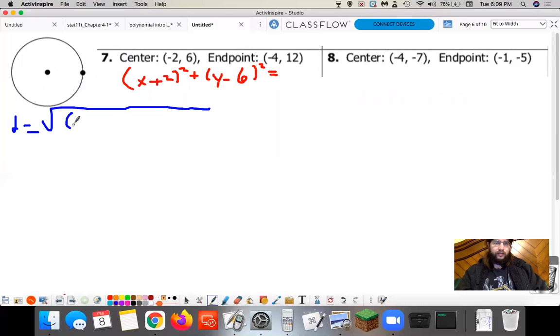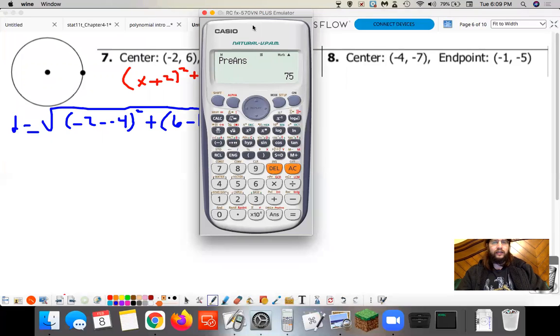That's going to be (-2 minus -4) squared. Yes, you could do -4 minus -2, same result. Plus (6 minus 12) squared. Whatever order you do it in, like you start with this point, then start with that point, it doesn't matter to me which one you start with, as long as you start with the same one. And in this particular instance, with the distance formula, it wouldn't even matter if you switch the points around. It does for your slope, but not for your distance.